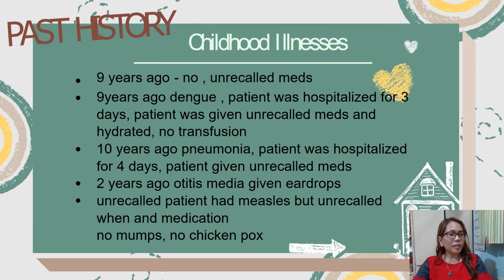Okay. So another component of your comprehensive adult health history is the past history. And the component naman ng past history, one of those components is the childhood illness. Okay, so check natin, no? 9 years ago, the patient had dengue, unrecalled medications. Patient was hospitalized for 3 days. Patient was given unrecalled medication, hydrated, no transfusion.